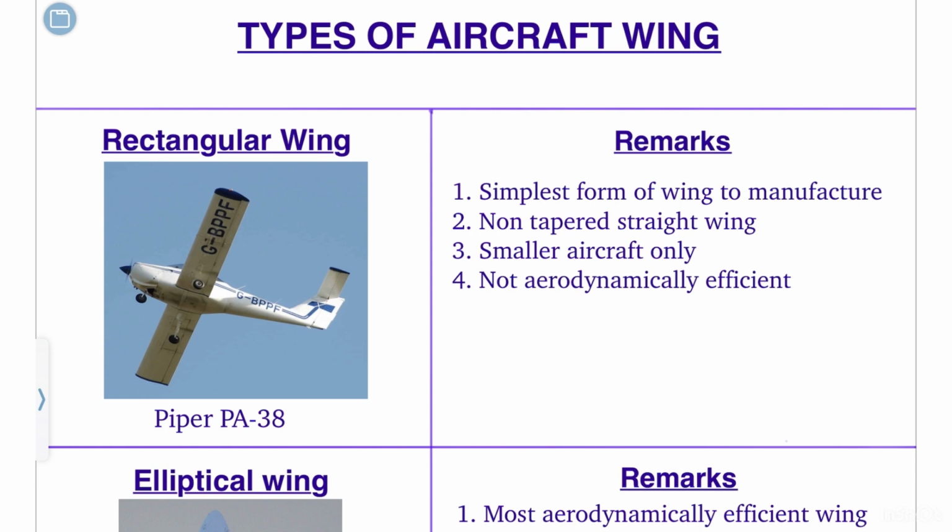So first is the rectangular wing. An example is the Piper PA-38, which is a small trainer, fixed-wing aircraft. They are the simplest form of wing, which is easy to manufacture. They are utilized in smaller aircraft only. It's a non-tapered straight wing.